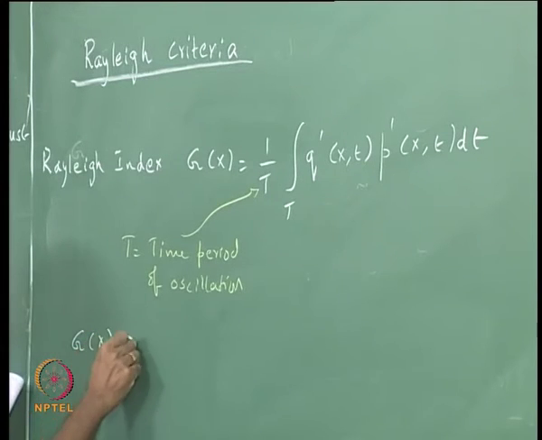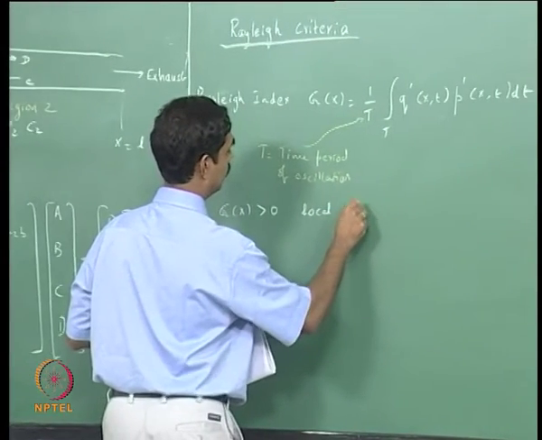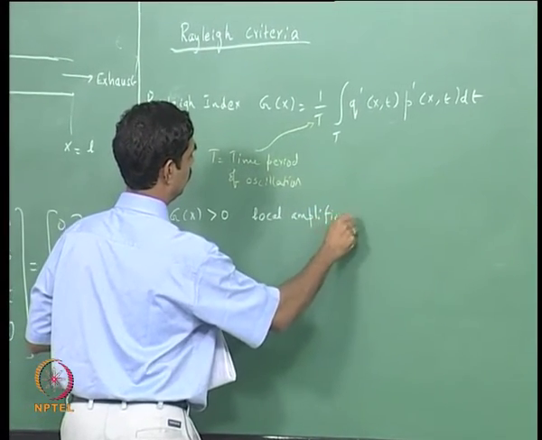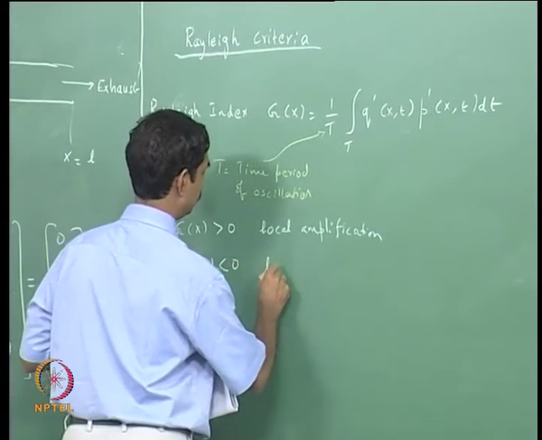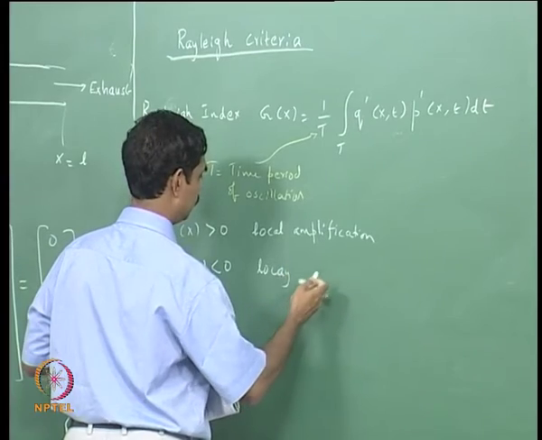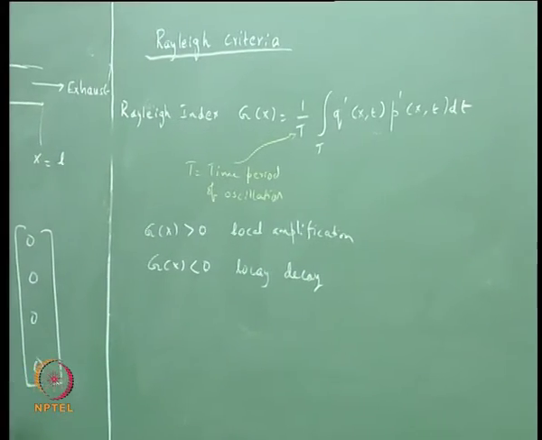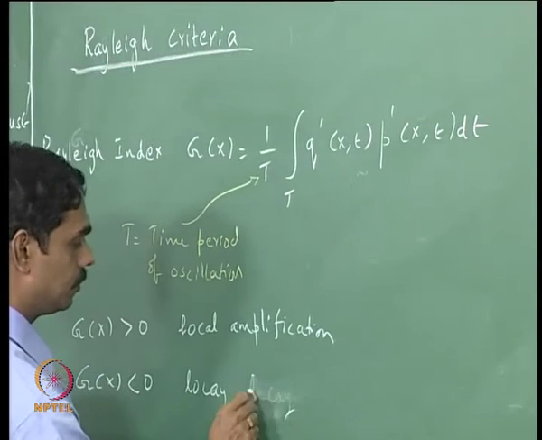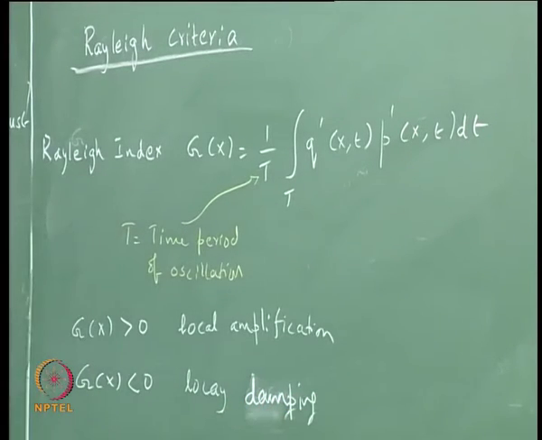So if G of x is greater than 0, we say local amplification, and if G of x is less than 0, we say local absorption or decay, or local damping, let us say. So we saw that if you look at the specific frequency, we have to have phi between pi by 2 and minus pi by 2.